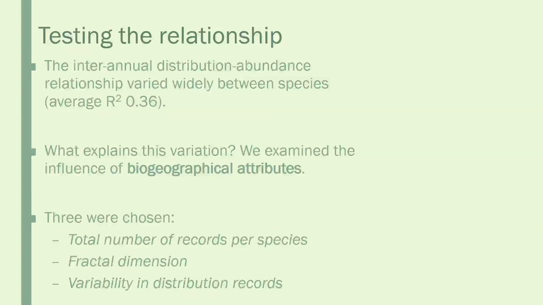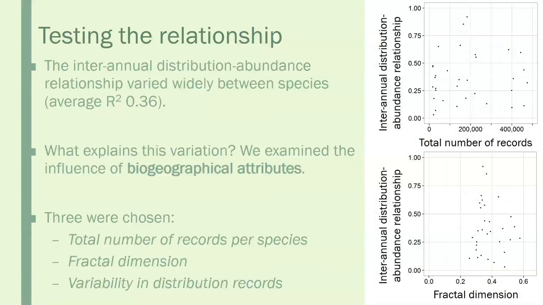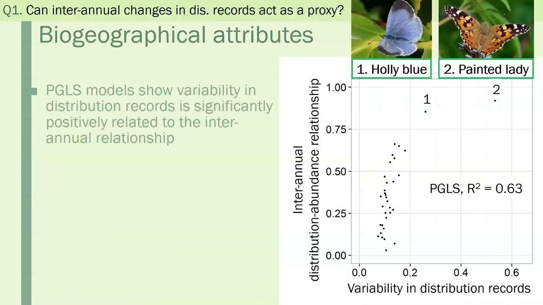So we looked at the first two, and we have the interannual distribution abundance relationship on the y-axis, so this is the R-squared values, and we have the biogeographical attributes on the x-axis, and we found no significant relationship for these two. We found that these did not influence the strength of the interannual distribution abundance relationship. But then we tested the last one, and we found there was a strong positive relationship. We found that the larger the interannual changes that a species generally experiences in distribution records, the better its interannual distribution relationship was, the higher its R-squared value was between the two interannual measures.